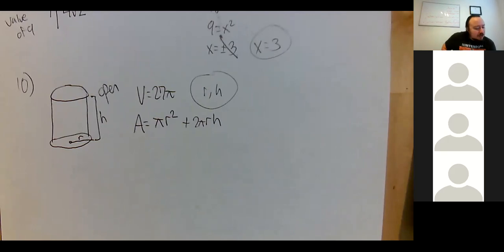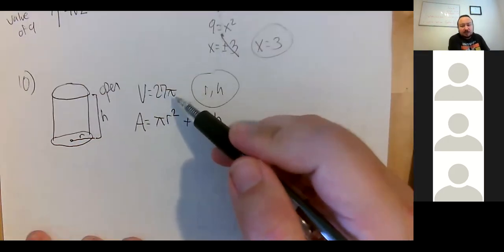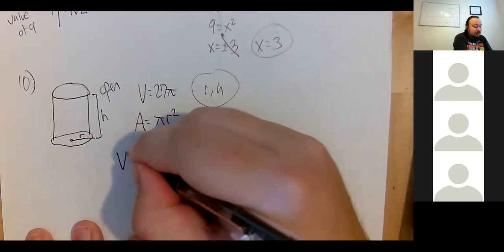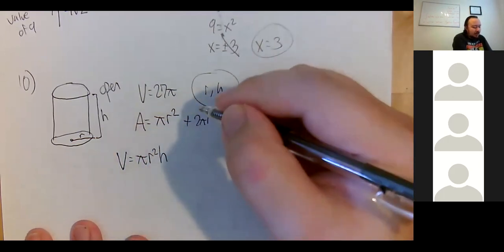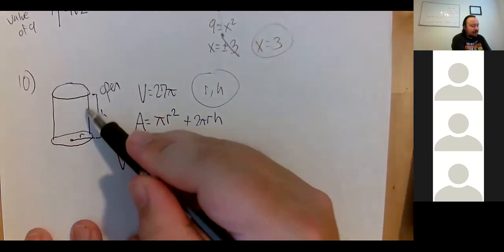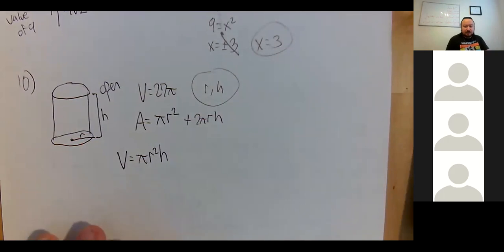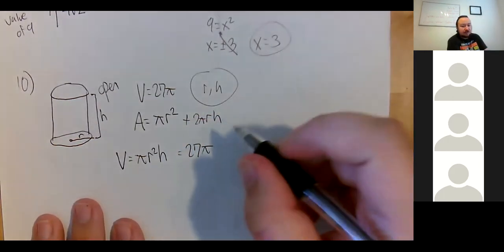All right. Now the problem with this is we can't take a derivative yet because we don't have a single variable function. We have 2 variables. So how are we supposed to deal with this? We're supposed to use the fact that our volume needs to be 27 pi. So the volume of a cylinder is pi r squared h. So effectively, we're taking the circle and dragging it along a distance of h. And we know this needs to be 27 pi.